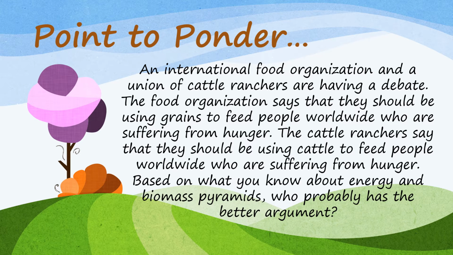Okay, I want you to answer this question in your notes. So you're going to pause it and you're going to try to figure out the answer. And we'll go over this one in class. An international food organization and a union of cattle ranchers are having a debate. The food organization says that we need to be using grains or a special kind of plant to feed people worldwide who are suffering from hunger. The cattle ranchers say that they want to be using cattle to feed people, so give people steaks. Based on what you know now about the energy, biomass, and numbers pyramid, who has the better argument? What would be better to feed the world and to stop hunger? Pause it, try to answer it, and when you're done, move on.